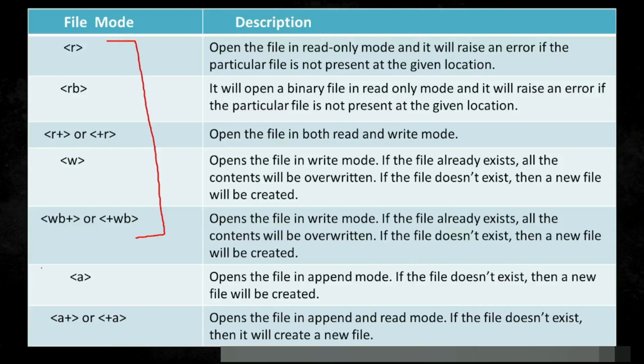And next thing we have a or a plus. A is basically used to open the file in append mode. If the file doesn't exist, then it will create a new file. Or a plus is basically used to open a file in both append and read mode. If the file doesn't exist, then also it will create a new file. So let's see by an example.